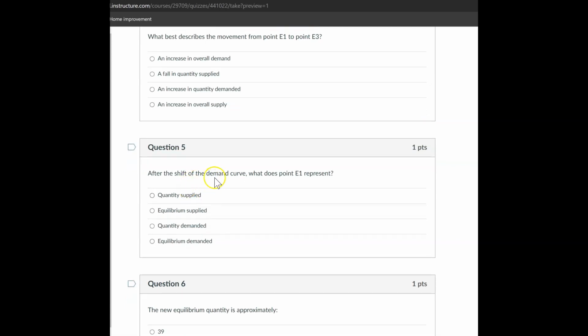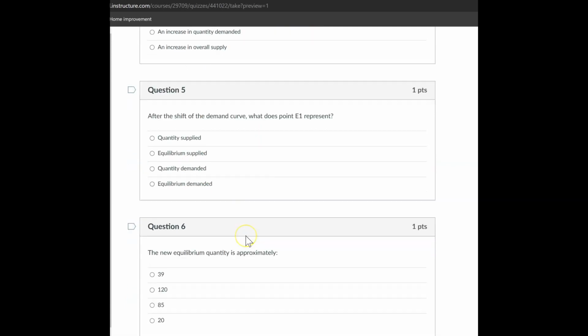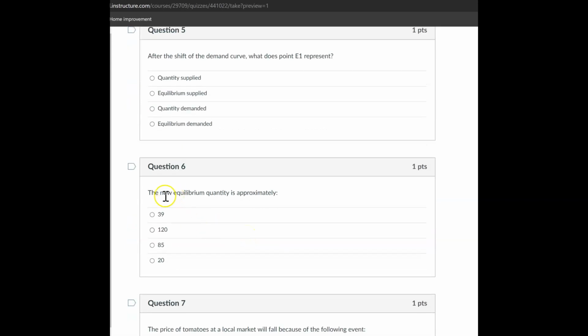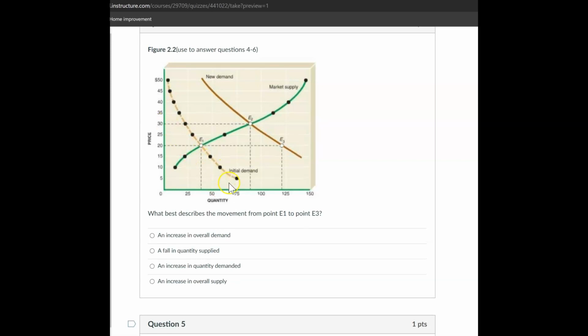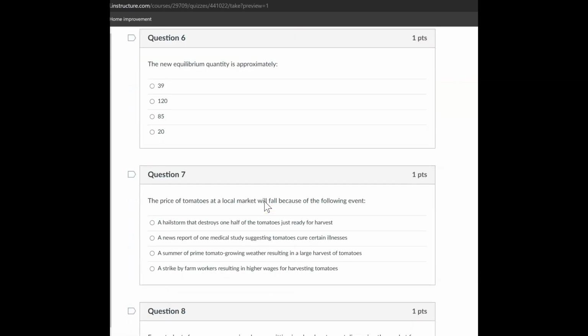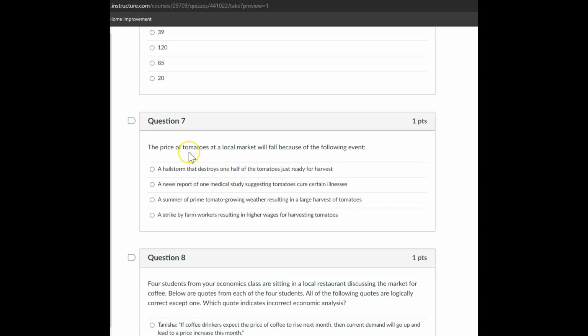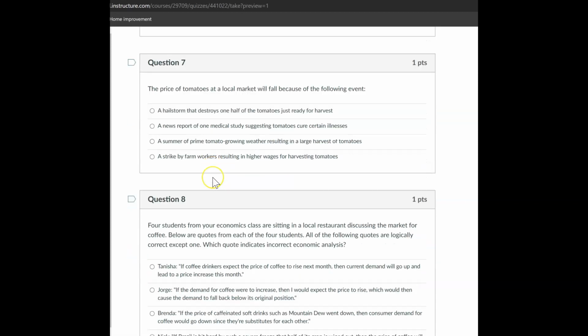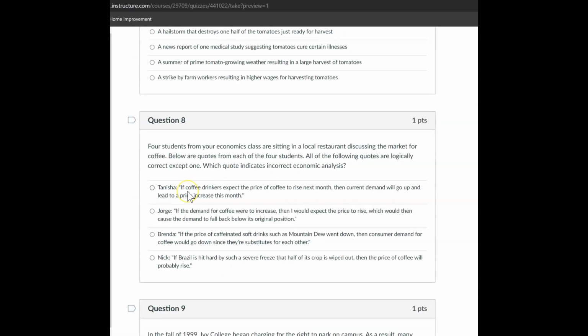And for question number 5, a shift of the demand curve, we already covered that one. The new equilibrium is approximately, so after you shift the curve, where's the new equilibrium? E1, E2, or E3? Question 7 is, I think, rather straightforward. Now, question 8 is rather challenging.